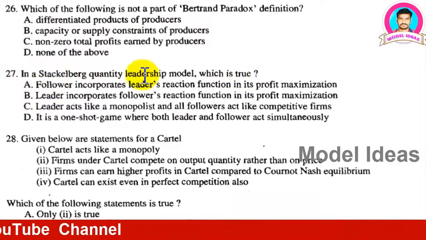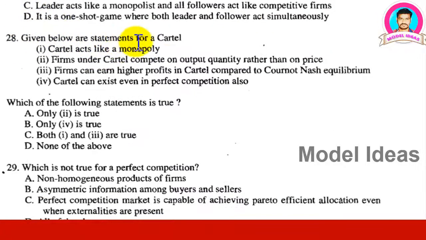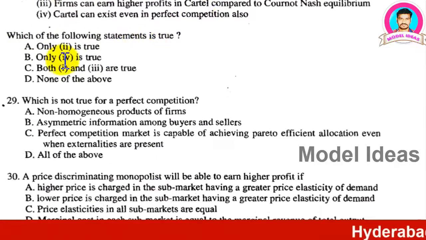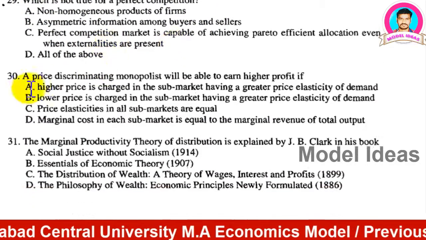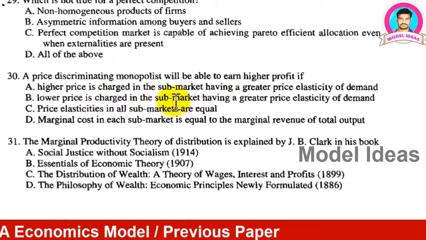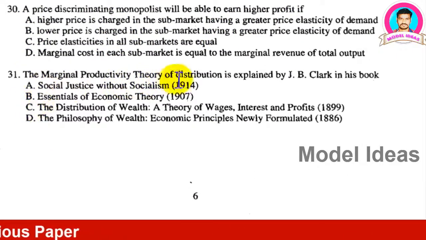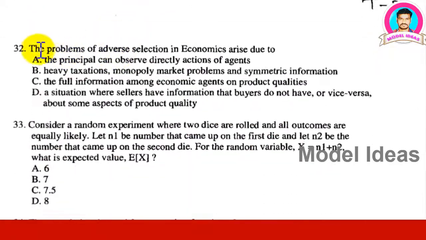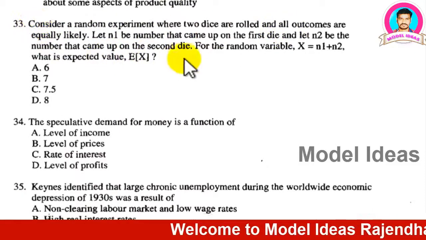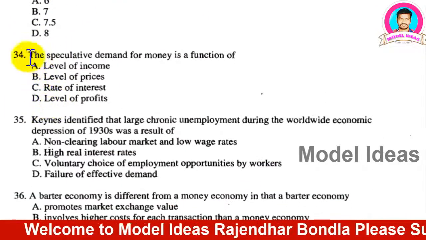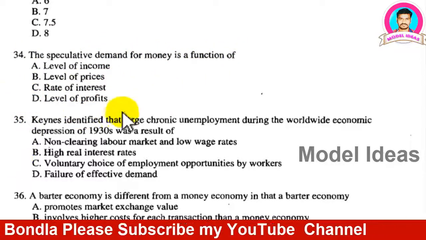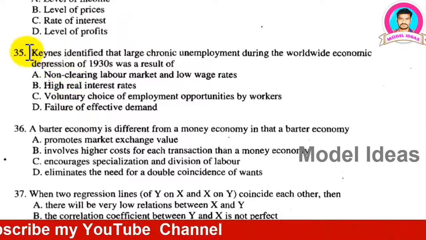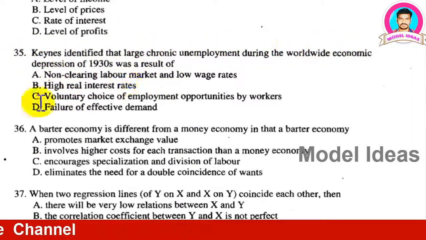27. Question number 28. Okay, now question number 29. Perfect competition, imperfect competition. 30. Now 31. Then 32. 33. 34th question, speculative demand for money. Next, Keynesian theory. This is a question from the Keynesian theory.